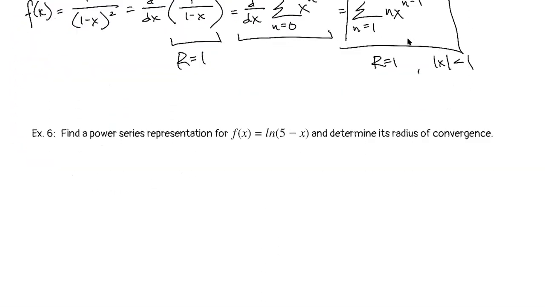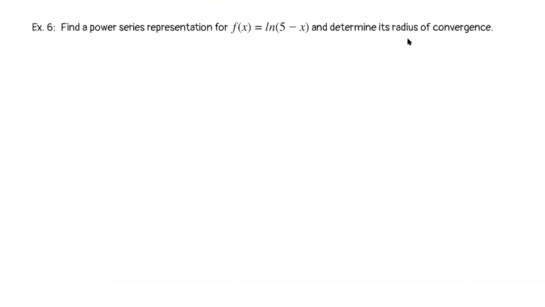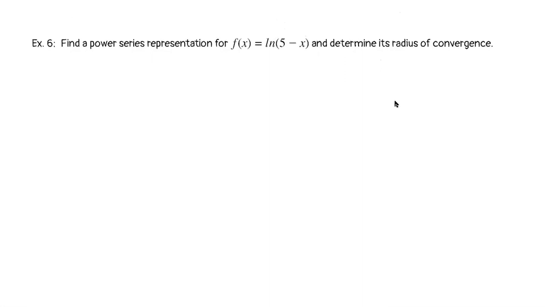All right, so let's take a look at this last example here, all right? We've got find a power series representation for f of x equals the natural log of 5 minus x and determine its radius of convergence, okay? So again, because we know the 1 over 1 minus something, it's kind of nice to think about how can I relate the function I'm given to something I know, which happens to be 1 over 1 minus something?